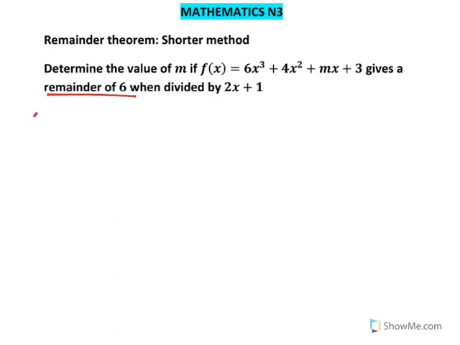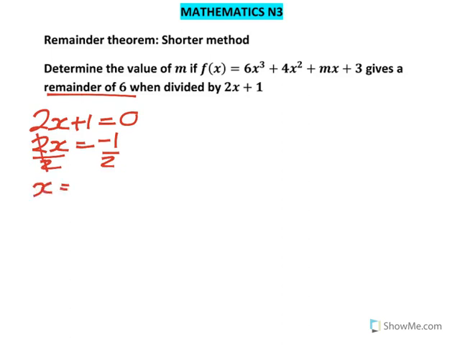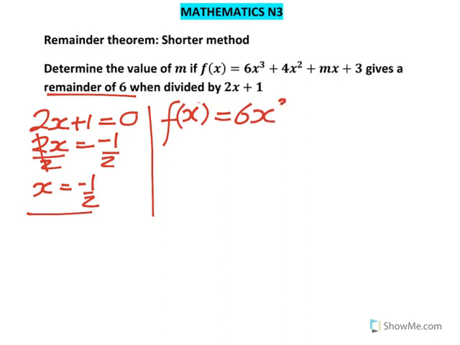So it is saying, remember 2x plus 1 is a factor, so you are going to equate that to 0. So 2x is equal to minus 1. Divide that by 2, you're going to have x is equal to minus half. Now, if we come to our f of x, they told us that f of x is equal to 6x cubed plus 4x squared plus mx plus 3.